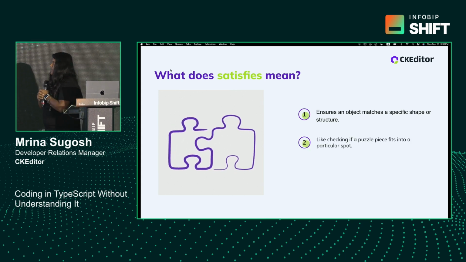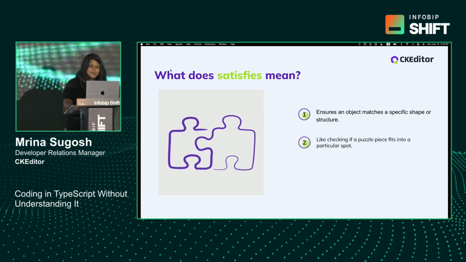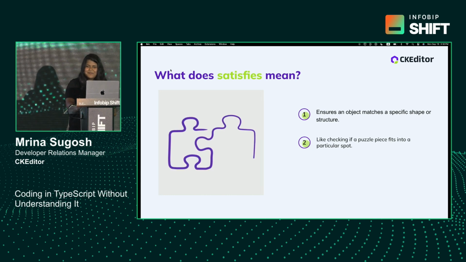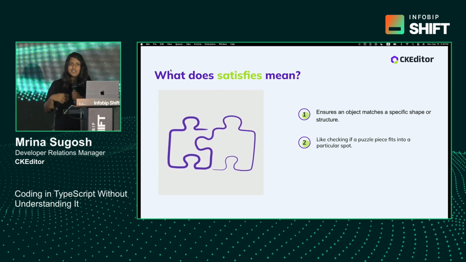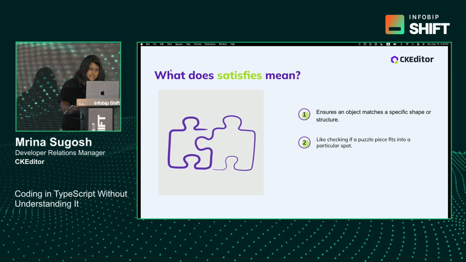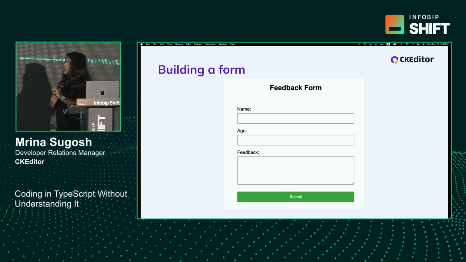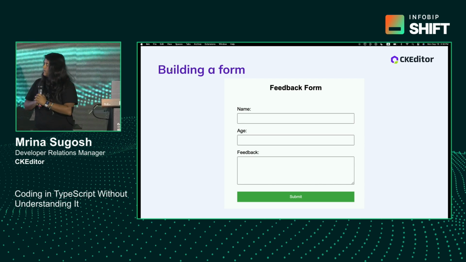So it's making sure that puzzle piece actually fits into whatever you're putting it into. All right, I also put the point in case I forgot to mention the puzzle piece. But I really love this animation because it made me understand that, okay, satisfies is really important for this. So let's walk through an example. Let's build a form together.